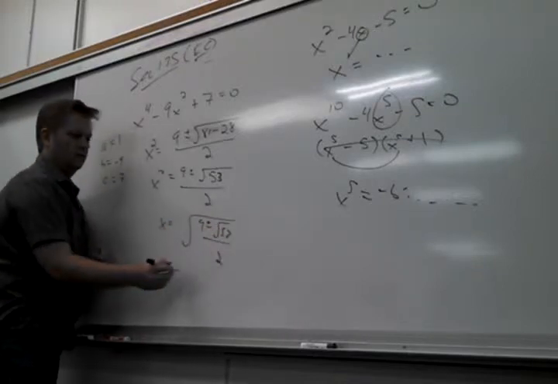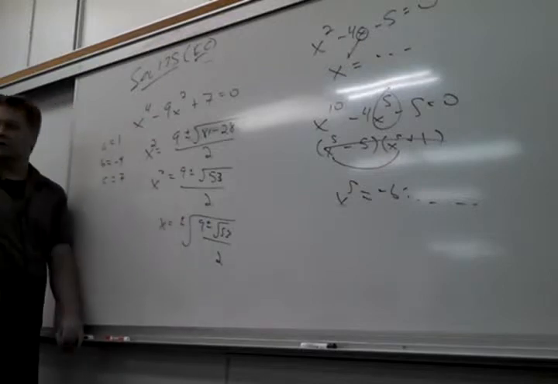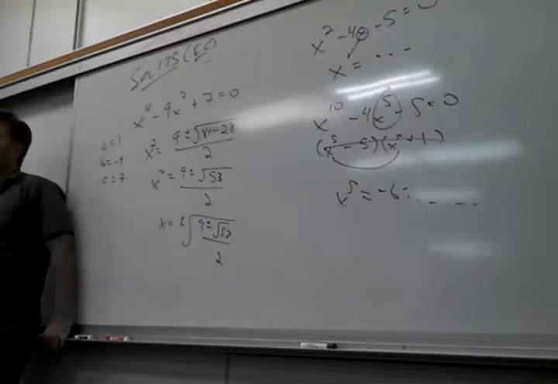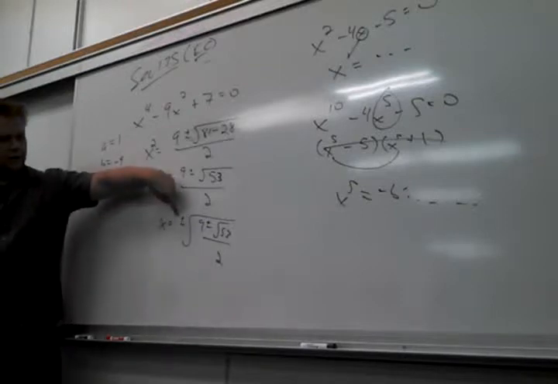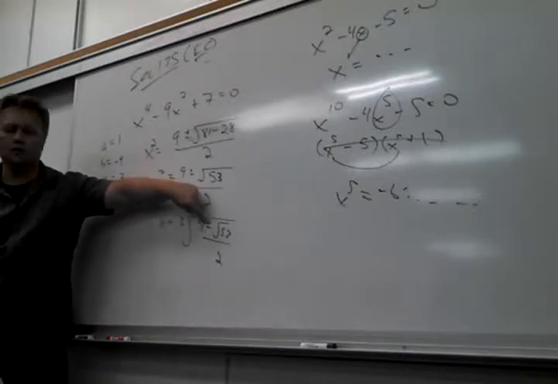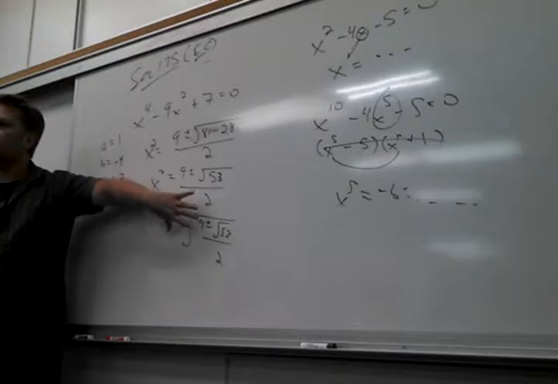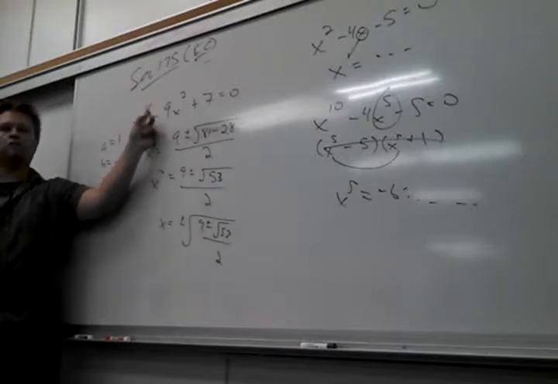And what have I left out? Can anybody tell me how many answers are sitting there? 4. Good. There's a positive that has 2 answers, and there's a negative. So why does it make sense that there's 4 answers? Because it's a 4th power.